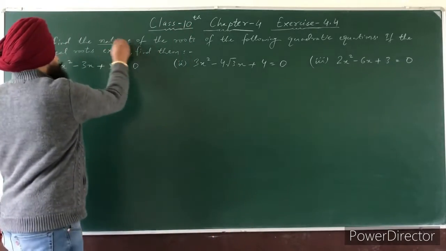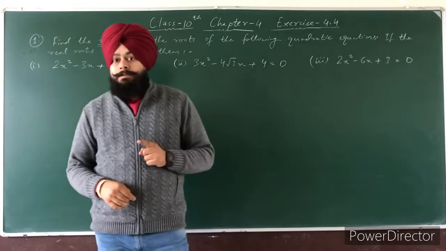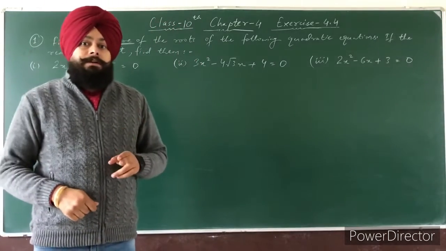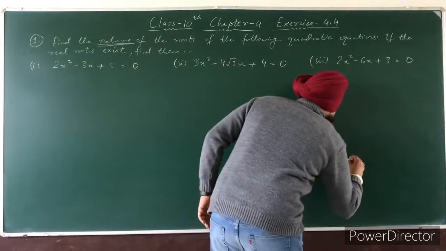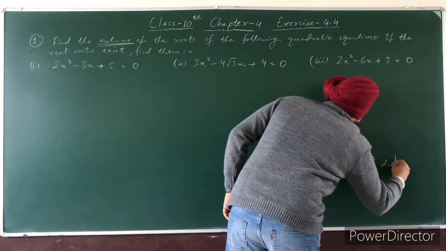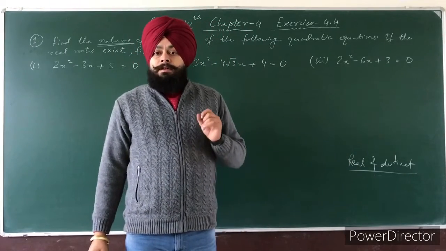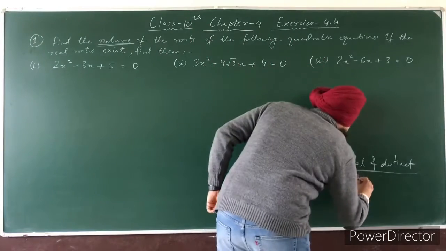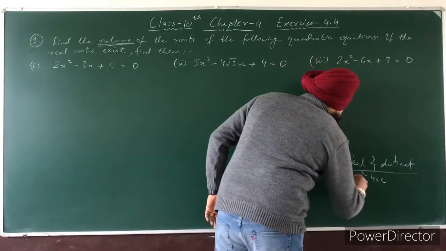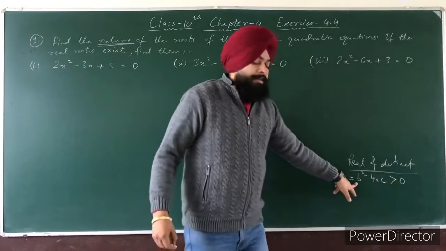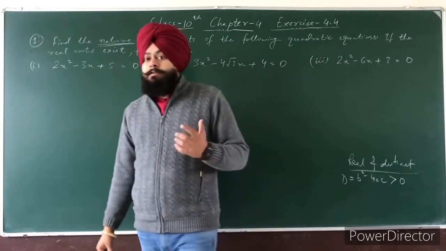So find the nature. We have already done that. There are three types of nature. The first nature is real and distinct. The roots are real and distinct when the discriminant is greater than 0. And discriminant is what? Discriminant is b square minus 4ac. If b square minus 4ac is greater than 0, then the roots are real and distinct. Distinct means they are different.